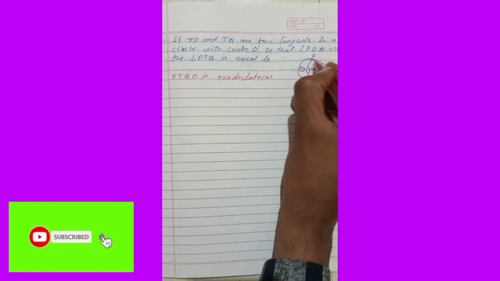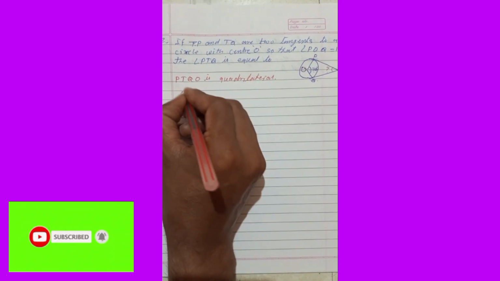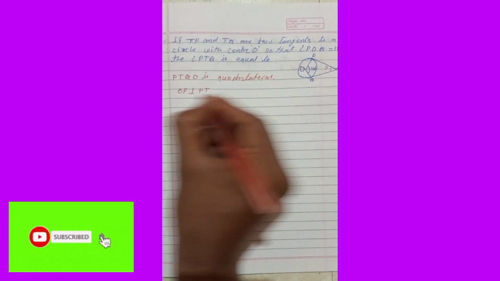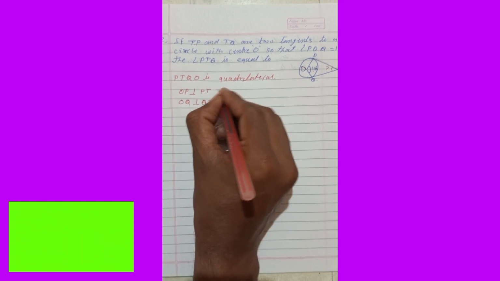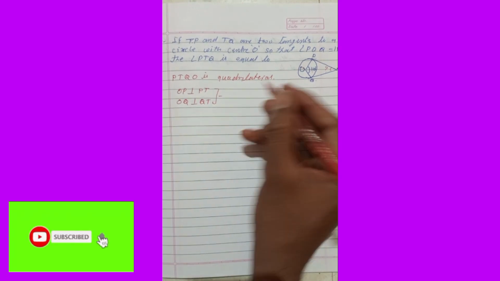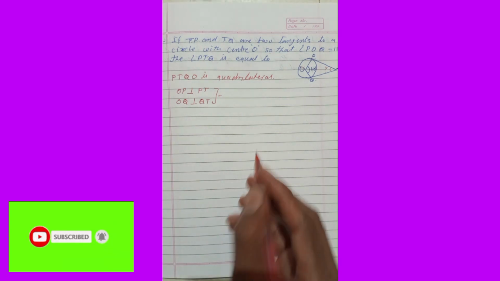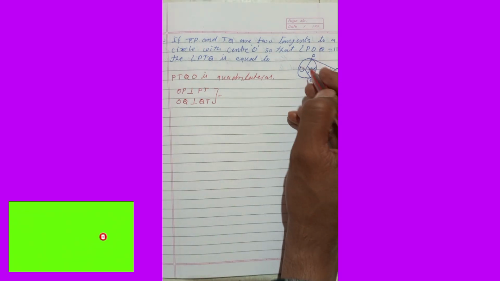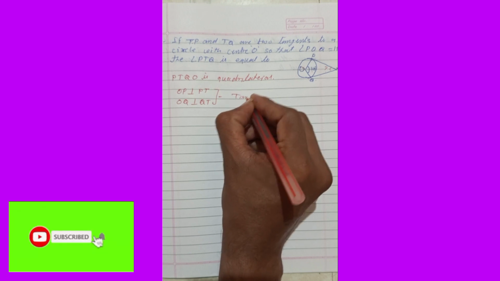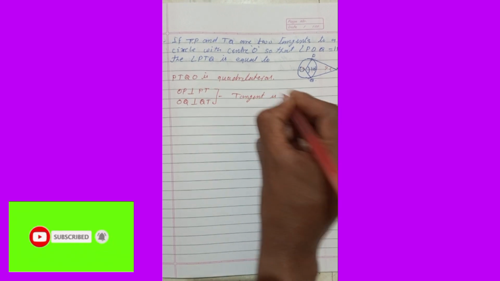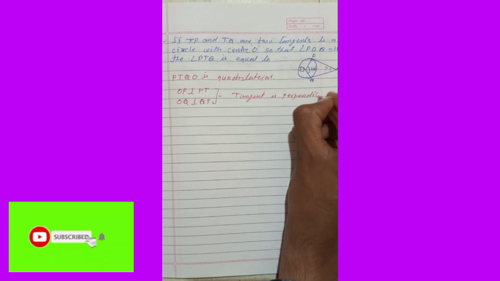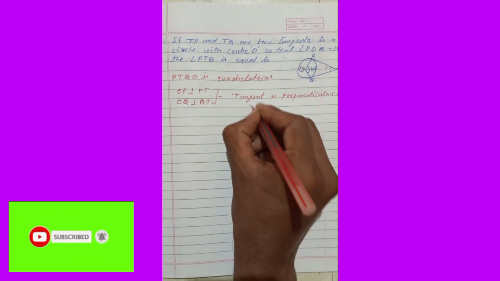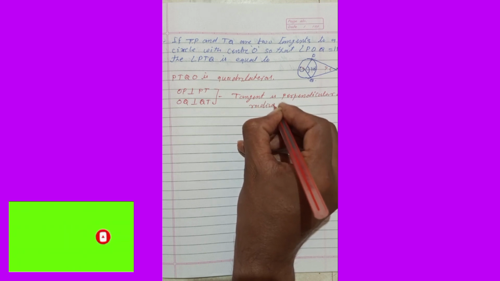In quadrilateral OPTQ, angle OPT, this is OP. OP is perpendicular on PT, and OQ is perpendicular on QT. Why? Because of theorem 10.2, written before, that a tangent is always perpendicular on the radius. So here we write tangent is perpendicular on radius.